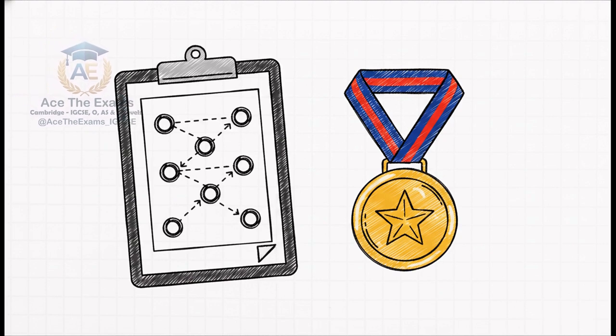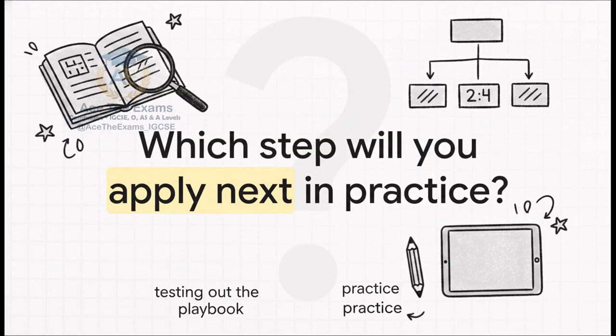Students who implement these computer science strategies see an average improvement of 2 grade boundaries, but only if they practice consistently with our weekly videos. So, I want to end with this provocative question. Which step of the procedural framework will you apply to your very next past paper? Because the only way to transform basic knowledge into gold standard evaluation is to get your hands dirty.